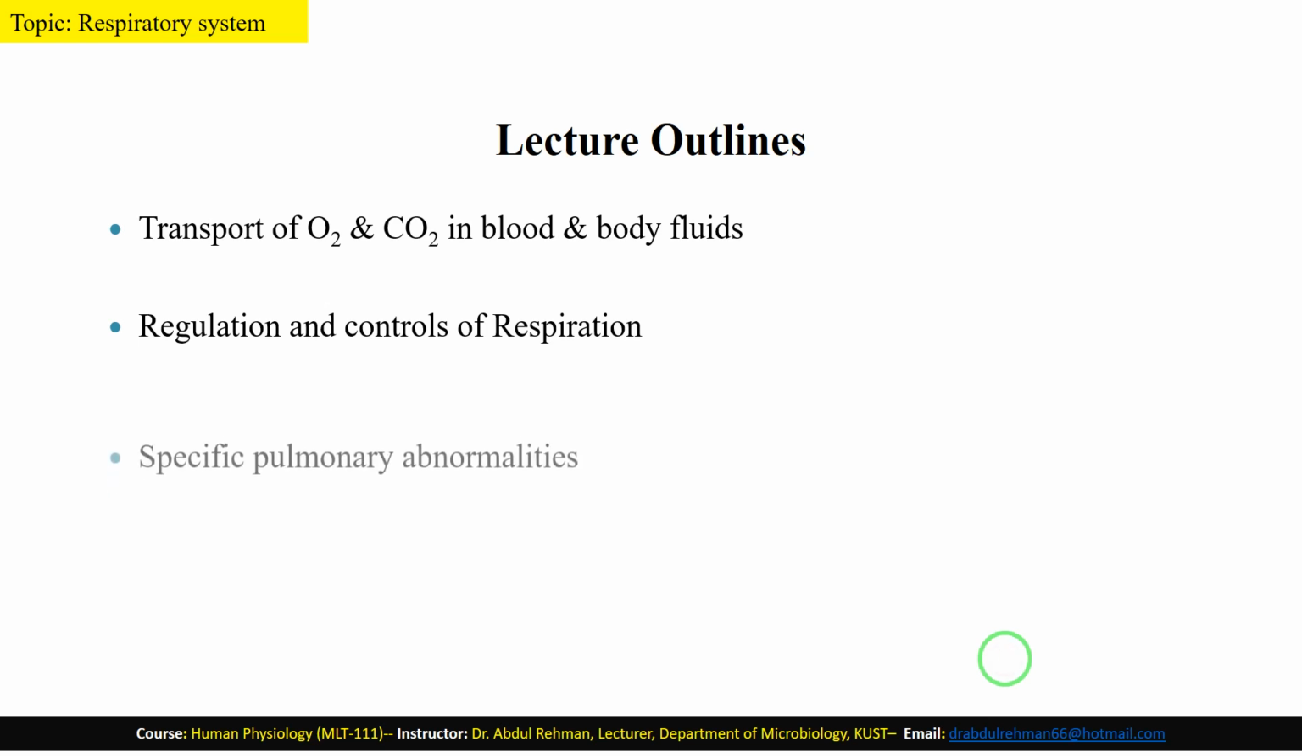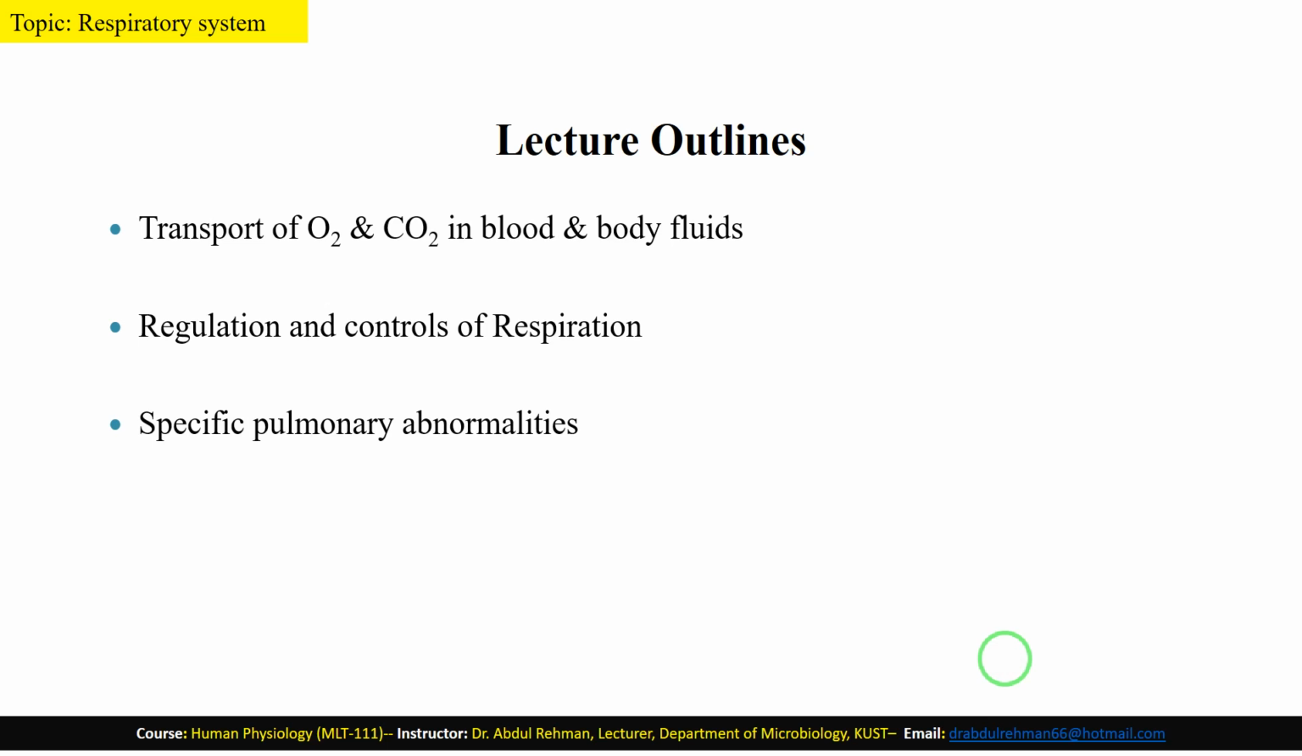After this, we will discuss the specific pulmonary abnormalities. Pulmonary diseases mostly affect the lung and other parts of the respiratory system. These diseases may be caused by microbial infection, by smoking tobacco, or by breathing in second-hand tobacco smoke, radon, asbestos, or other forms of air pollution.